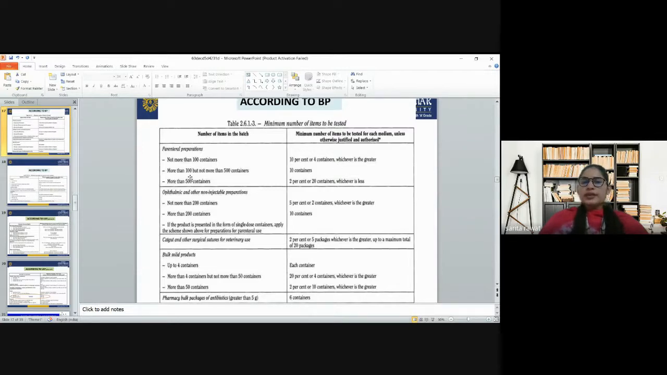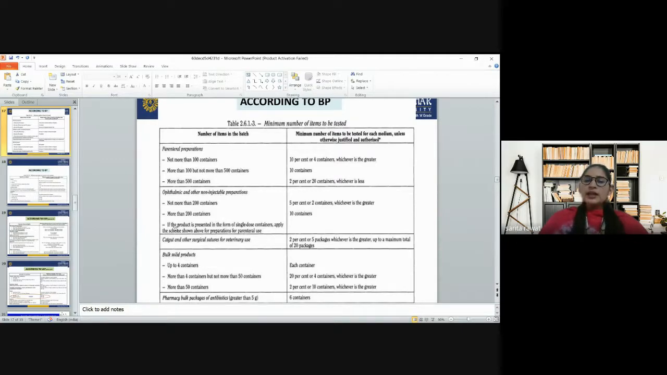Then if there are more than 100 but not more than 500 containers, we have to take 10 containers. If there are more than 500 containers, we have to take 2% or 20 containers, whichever is less. Then for ophthalmic and non-injectable preparations according to BP, if there are not more than 200 containers, we have to take 5% or 2 containers, whichever is the greater. If there are more than 200 containers, we have to take 10 containers for sterility testing.